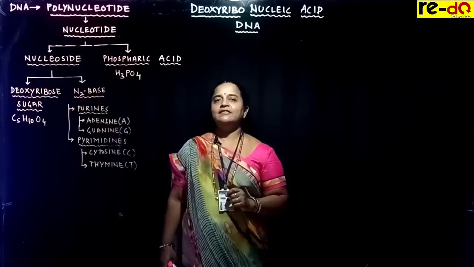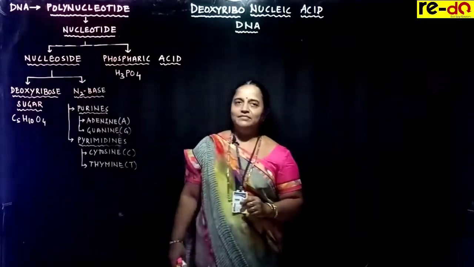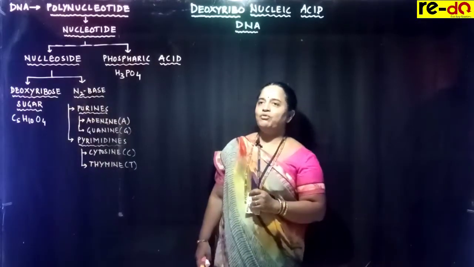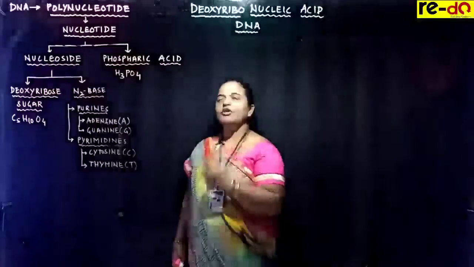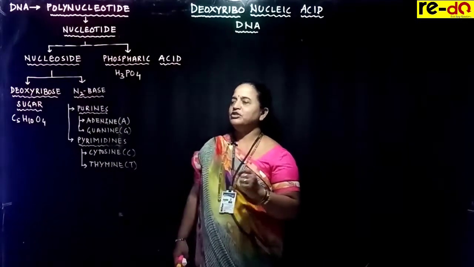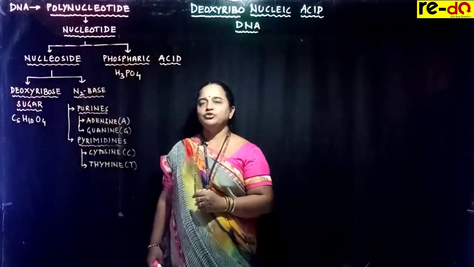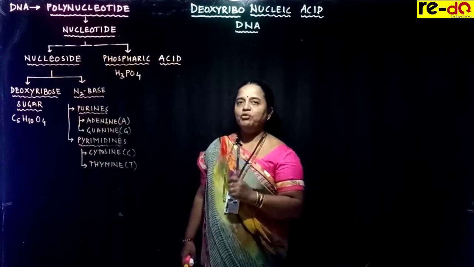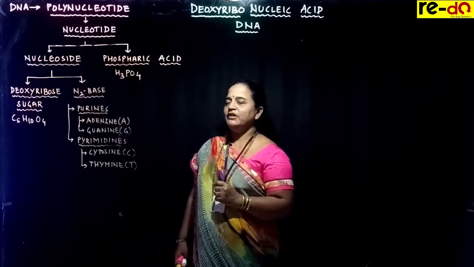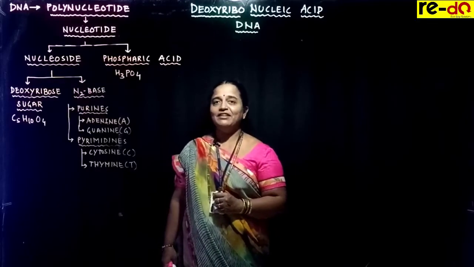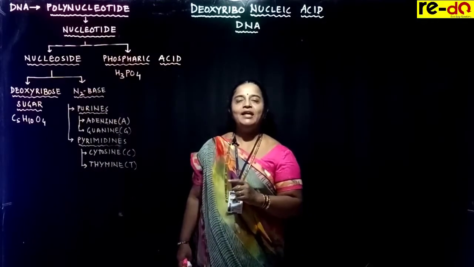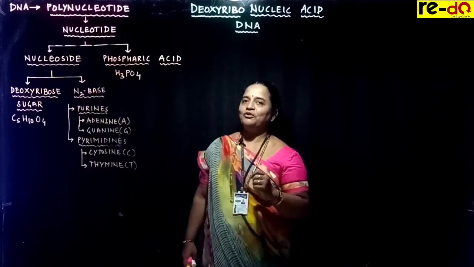Each nucleotide is composed of a nucleoside and phosphoric acid. Phosphoric acid is H3PO4. It is a phosphate donor. Nucleoside is composed of a pentose sugar and a nitrogen base. Deoxyribose sugar has 5 carbons and 10 hydrogens, where 1 oxygen is less here. So its molecular formula is C5H10O4. This deoxyribose sugar develops an N-glycosidic linkage with the nitrogen base.